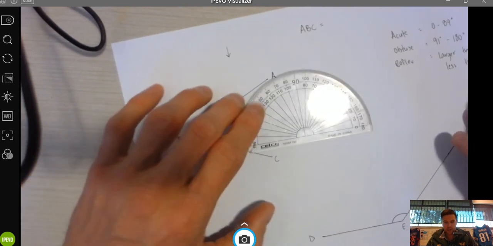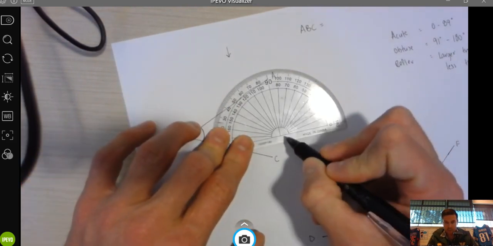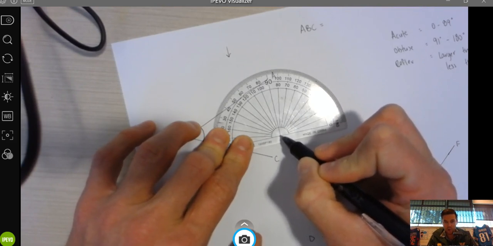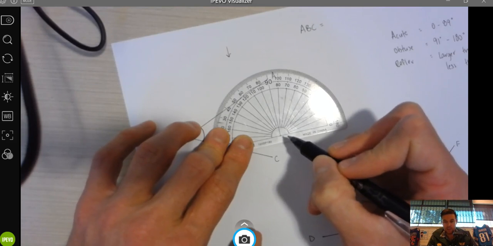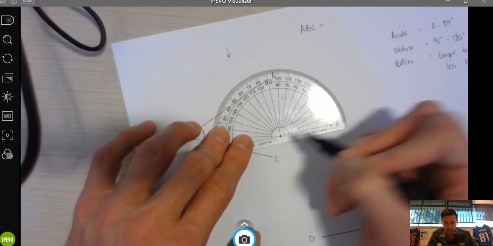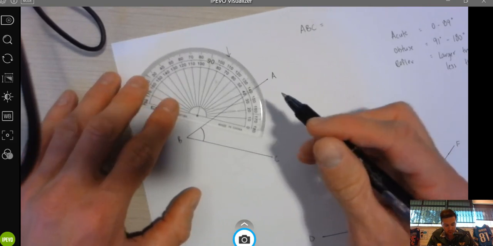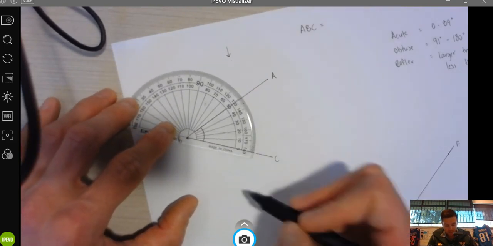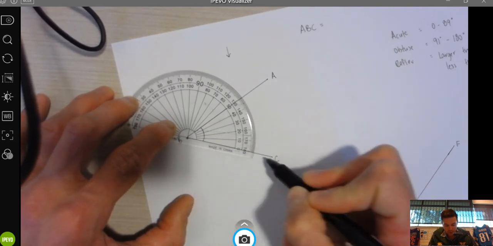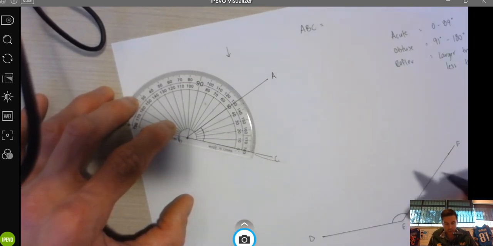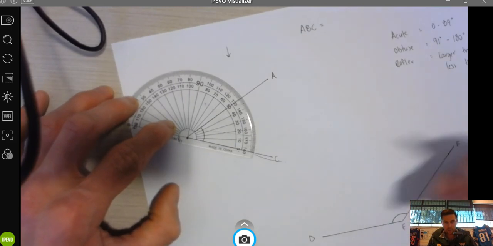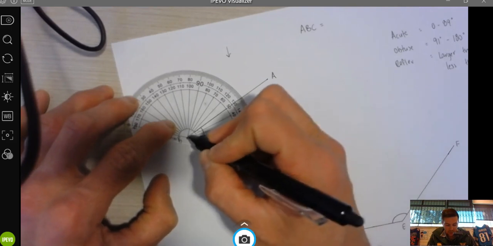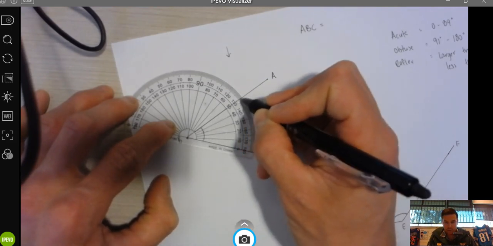We use our protractor, remembering that this middle section right here is what needs to be placed on the corner. That's the first thing. So this middle section right there needs to be placed on the corner. Then, once that's placed on the corner, make sure that your bottom line lines up with the bottom of the angle. So see how it's in line now? Okay, perfect.